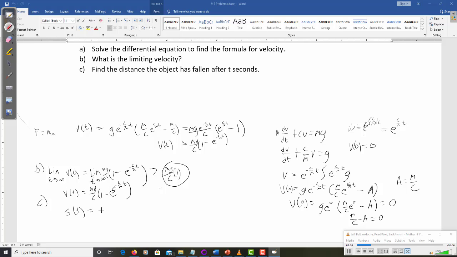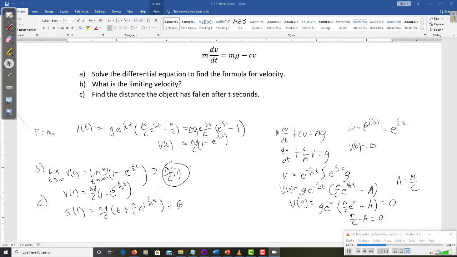let's integrate this. We still have that mg over c times t, minus, integrate that, you get a plus m over c e to the negative c over m t, and then plus a constant, a new constant. So we'll call this b.